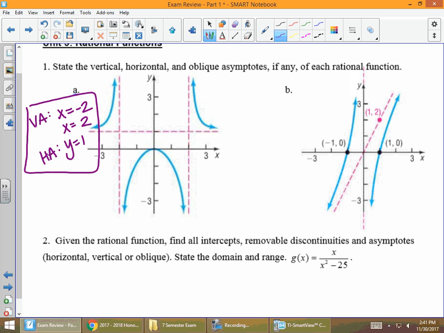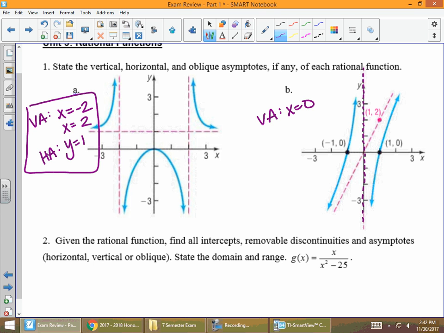On part B, we have a vertical asymptote. It's a little easier to see here in color. We're going through the y-axis, or through the x-axis at x equals 0. So our vertical asymptote here is x equals 0.